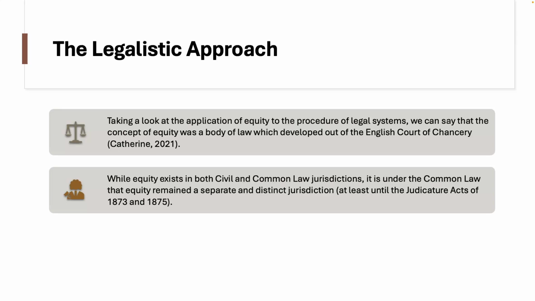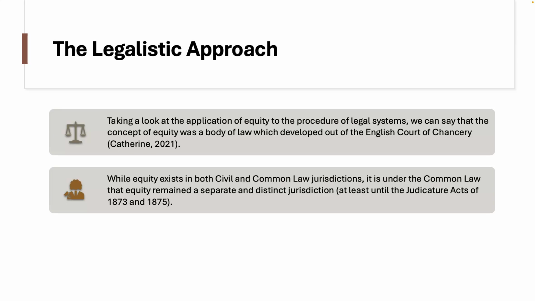Now, while it is the case that equity exists in both a civil law and common law jurisdiction and tradition, of course, equity comes from the Latin equitas, which derives from the Roman law, which is, of course, where the majority of civil law traditions come from. It is under the common law in this country, in England and Wales, that equity remained a separate and distinct jurisdiction. Until the 1870s, equity, the equity court, the Court of Chancery, was completely distinct. They were two different types of jurisdiction.